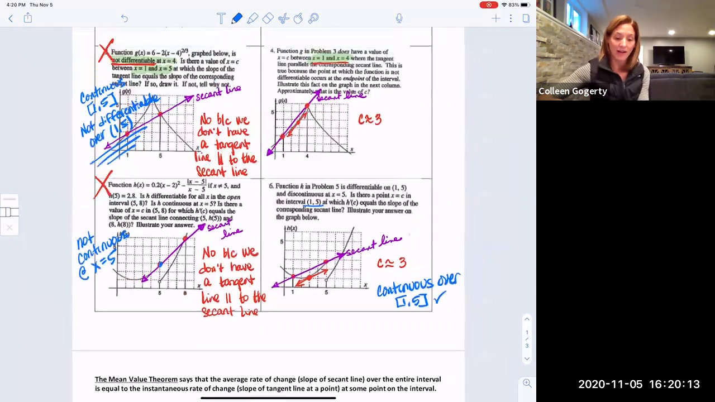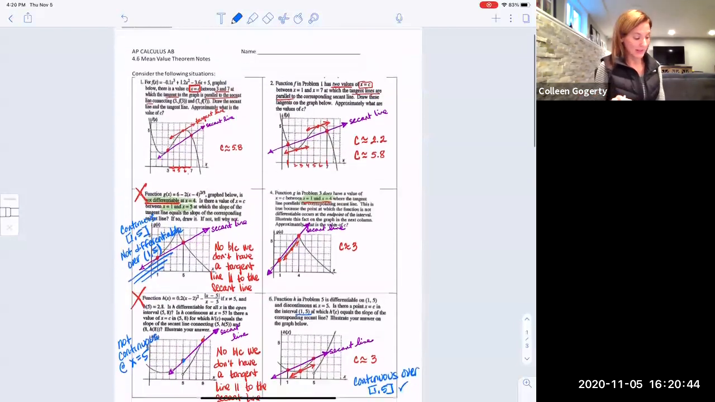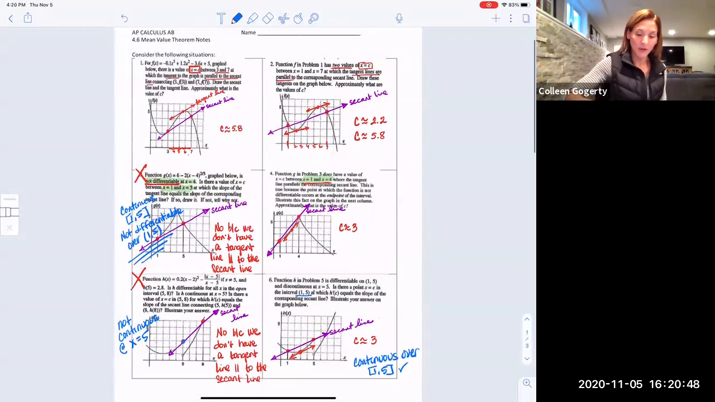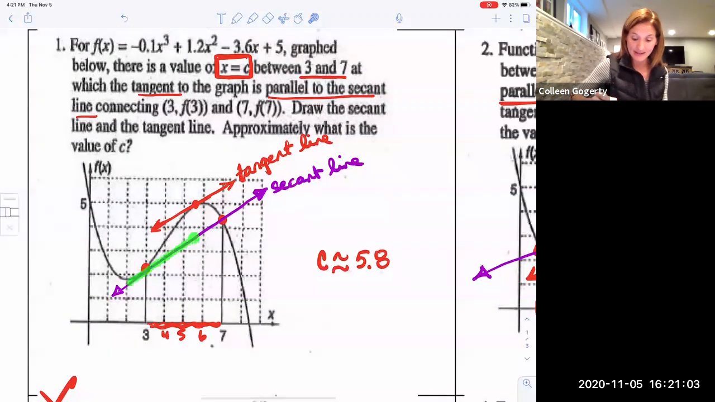Okay, so what's going on? Let's take a look at this exploratory activity. In order for us to be able to have a tangent line parallel to a secant line over a given interval, the function has to be continuous and differentiable, or we could just say differentiable over the interval, and that also covers the continuity part. Okay, so let's think about what this means a little bit more. What if I came back to problem number 1, for instance, which is definitely continuous over the interval 3 to 7, and it is also differentiable over the interval 3 to 7, which is why we could have a secant line and then find a tangent line that is parallel to it.